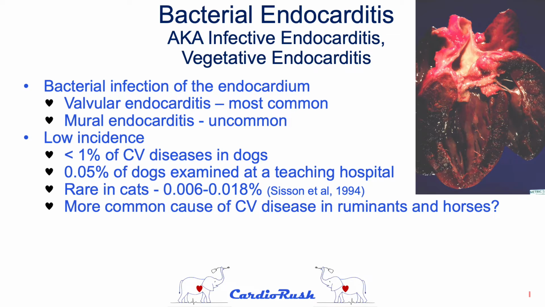Bacterial infection of the endocardium most often happens on the valve itself, called valvular endocarditis, but can happen on the inner surface of the myocardium, and then it's called mural endocarditis. Overall, there's a low incidence of bacterial endocarditis in veterinary species, and the diagnosis constitutes less than 1% of all cardiovascular diseases in dogs. It's even less common in cats, although bacterial endocarditis may be more commonly diagnosed in ruminants and horses.